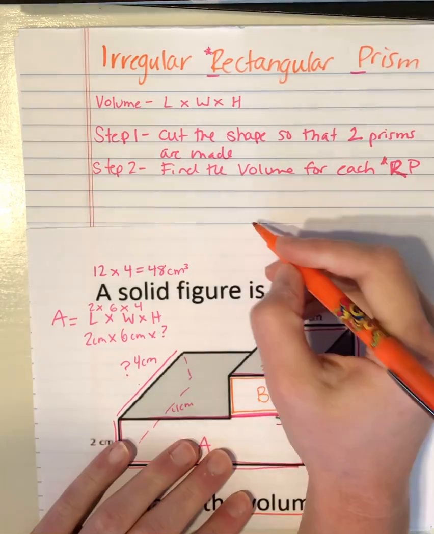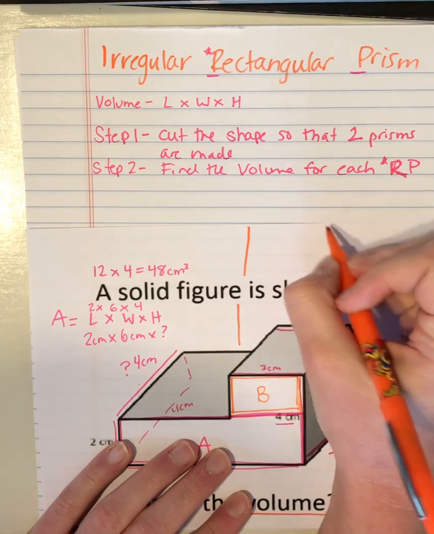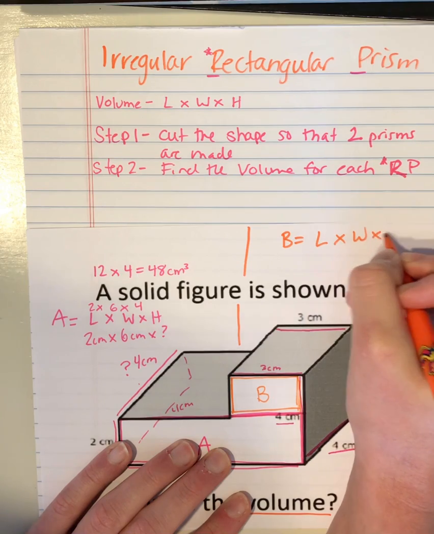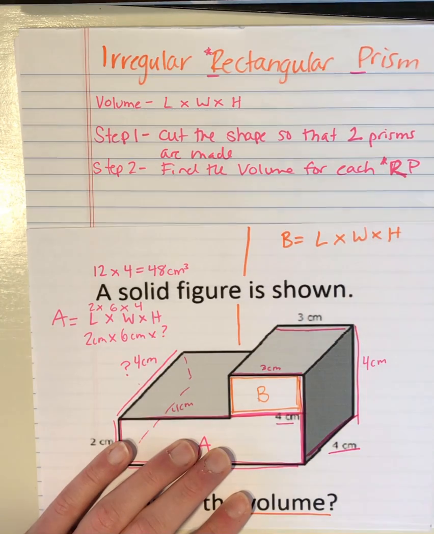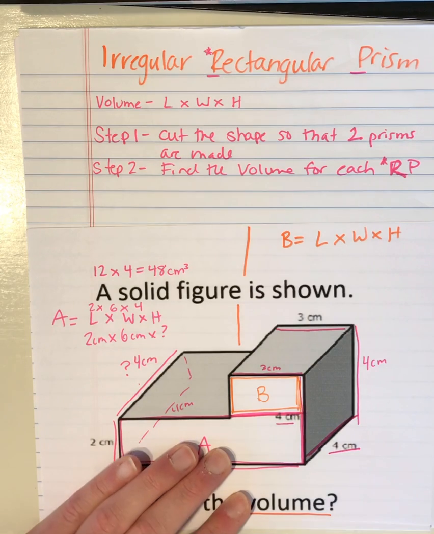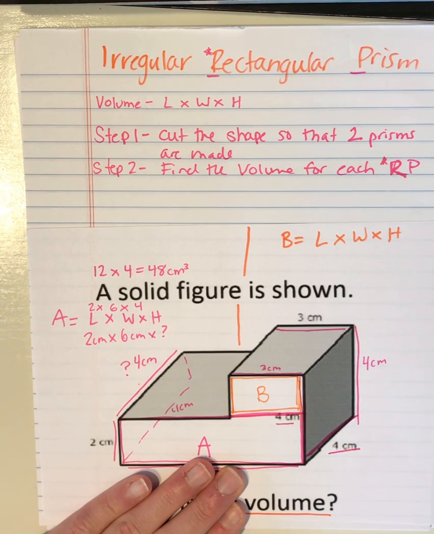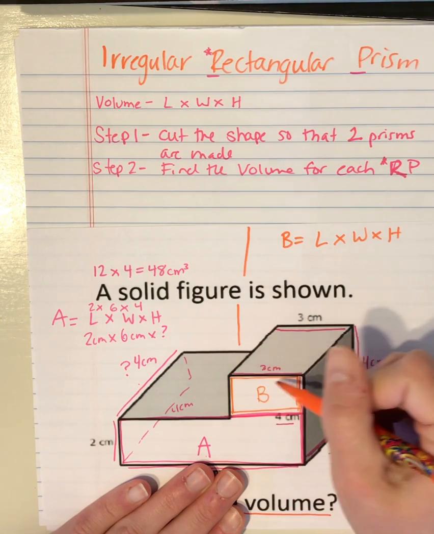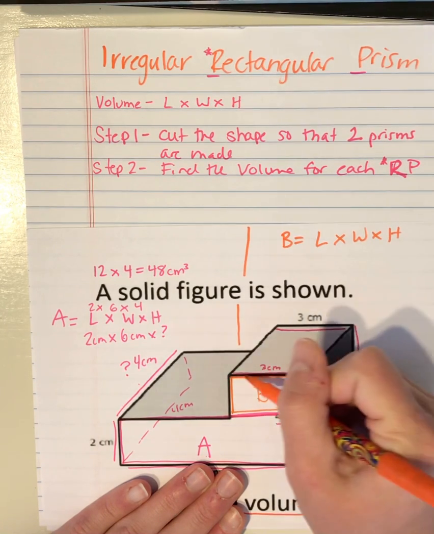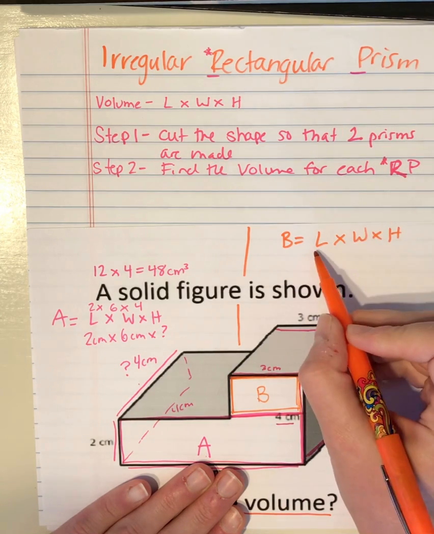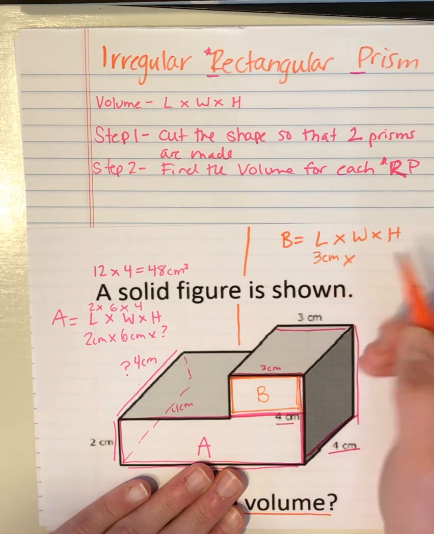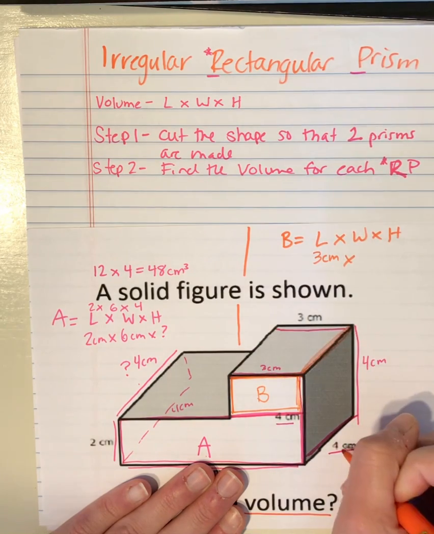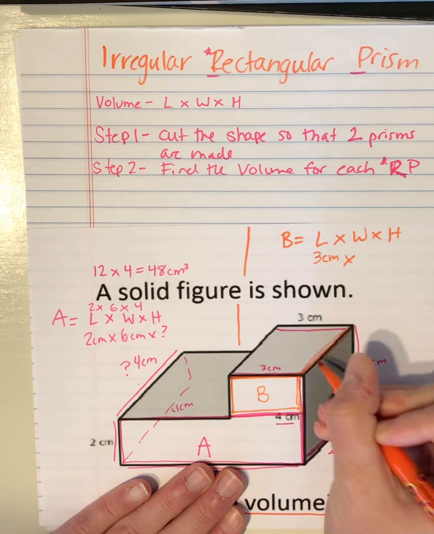So over here, I'm going to do the same thing for box B. I need the length, the width, and the height. So I have this piece right here, which I know is 3 centimeters, times this piece right here, which is 4 centimeters, because if this side is 4, this side is 4.